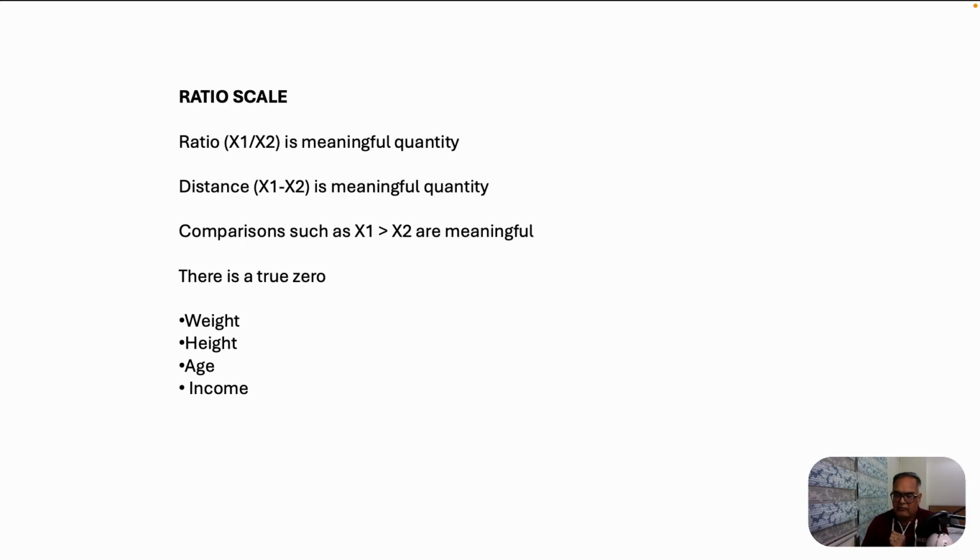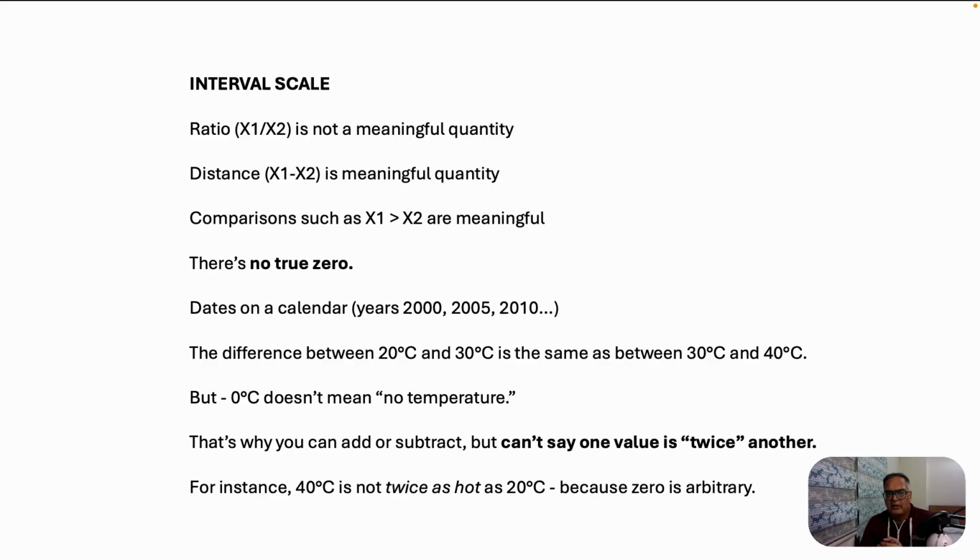Now let us look at one level below this, the interval scale. Here the last two properties hold, that is, distance is meaningful and comparison is meaningful. Ratio is not a meaningful quantity. There is no true zero. Let's say dates on a calendar. Between the year 2000 and the year 2005, you can see there is a distance of 5 years, a difference of 5 years. You can say by comparison that 2005 is greater than 2000. However, 2005 divided by 2000 does not mean anything.